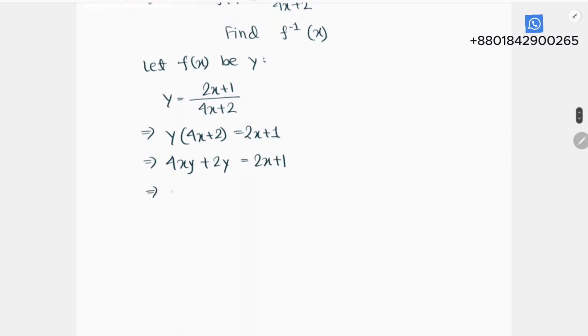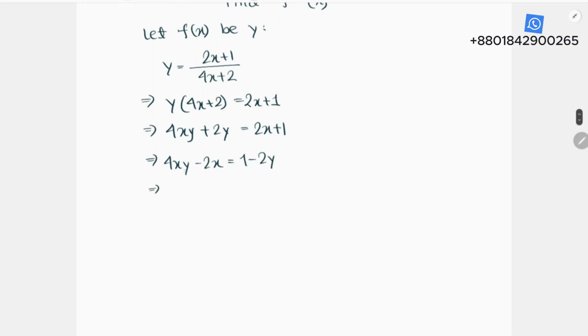And you take all the x terms together, so it's 4xy minus 2x equals 1 minus 2y. Now you can take x common because the main intention was to take x as a common factor, right? So you take x common and you have 4y minus 2, and again 1 minus 2y. So you just send everything to the right hand side except x, making x the subject. So you have 1 minus 2y divided by 4y minus 2.